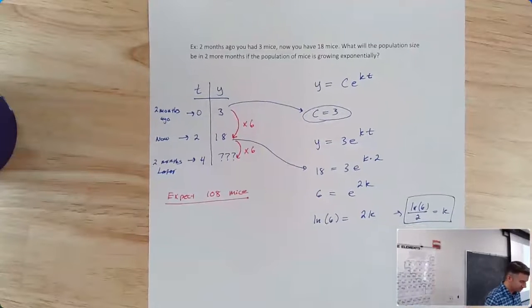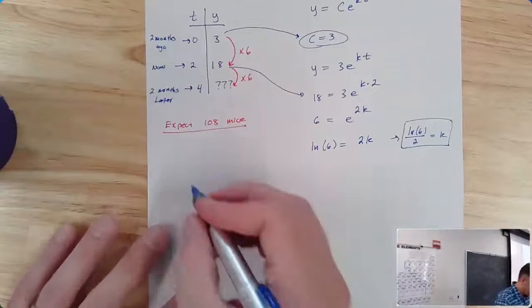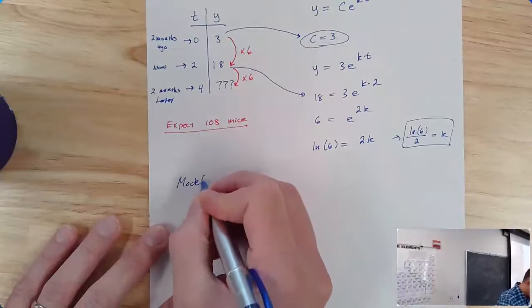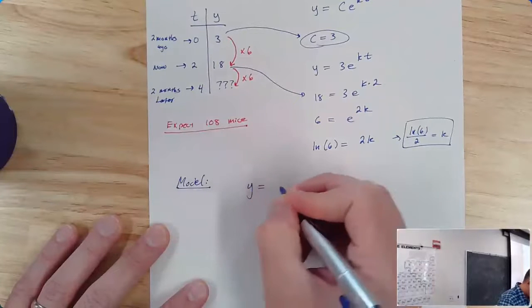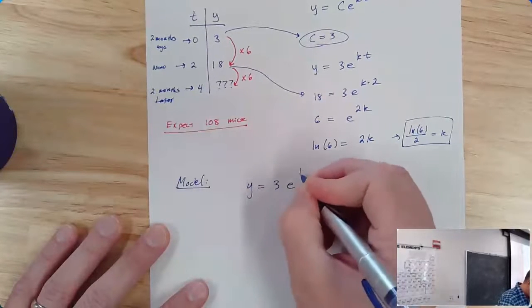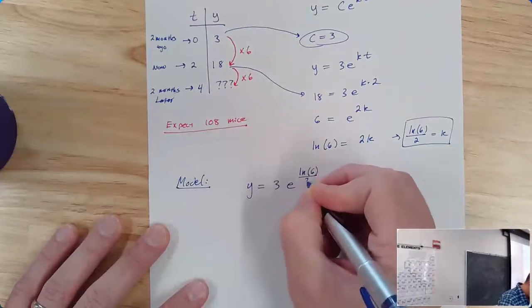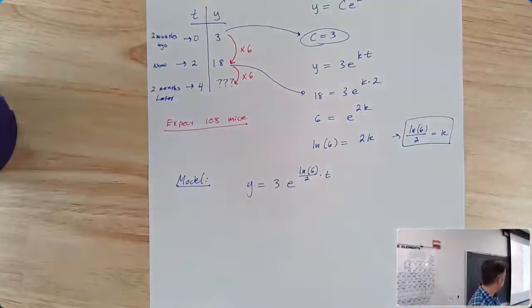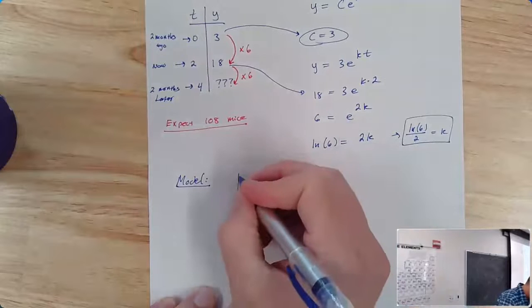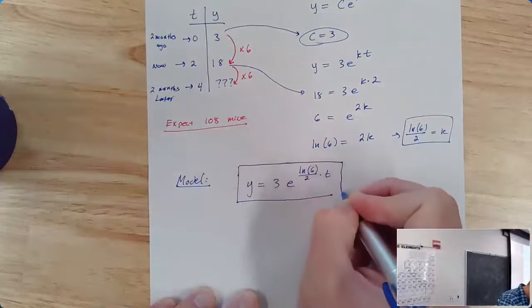Cool. So now let's rewrite our model. Our model is going to be y equal to 3 e to the natural log of 6 divided by 2 times t. Great. Now let's see what happens when we plug in time equal to 4.